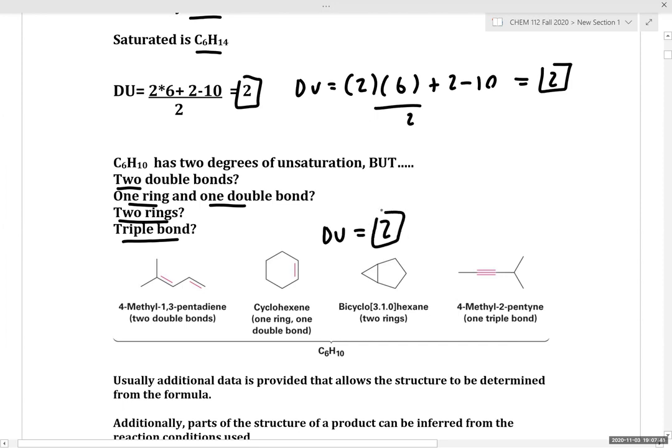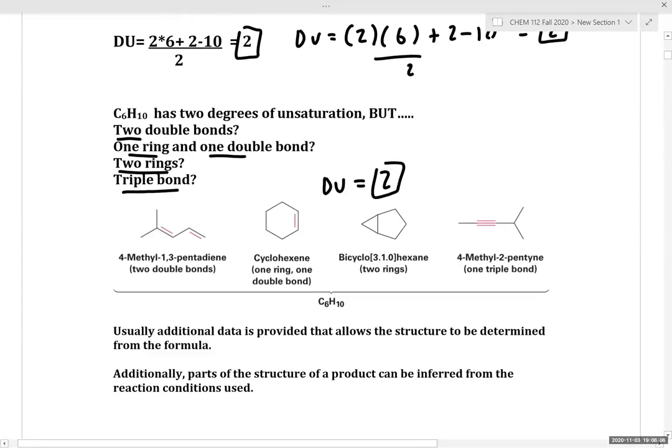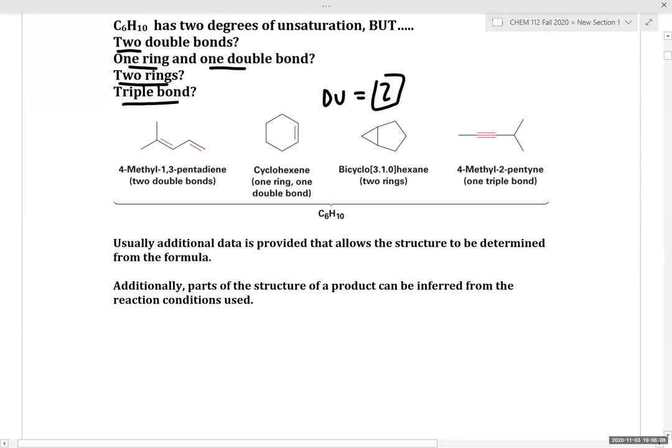So DU is a useful tool for highlighting and at least restricting the amount of possible structures you have to consider for a given formula. And that's really useful when we get to our chapters on structure determination, as the more you can narrow down your structure, the easier a job you're going to have. So usually additional data is provided that allows you to elucidate the structure, or parts of the structure of the product can be inferred from the reaction conditions or other data collected.